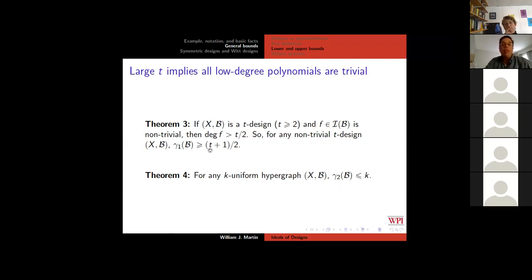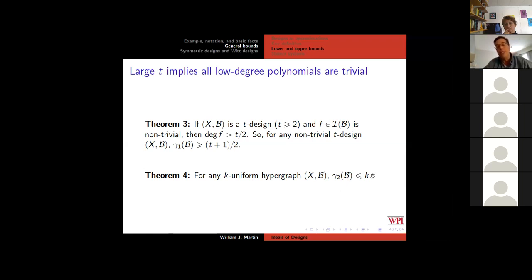So gamma 1 is always at least t plus 1 over 2. An easy upper bound is that you can always build a generating set for any k-uniform hypergraph with polynomials of degree at most k, so that you never have to go above the block size for your degree.